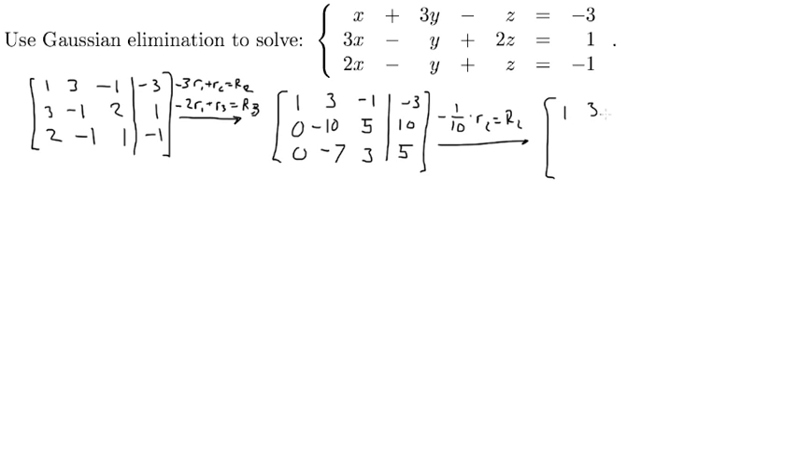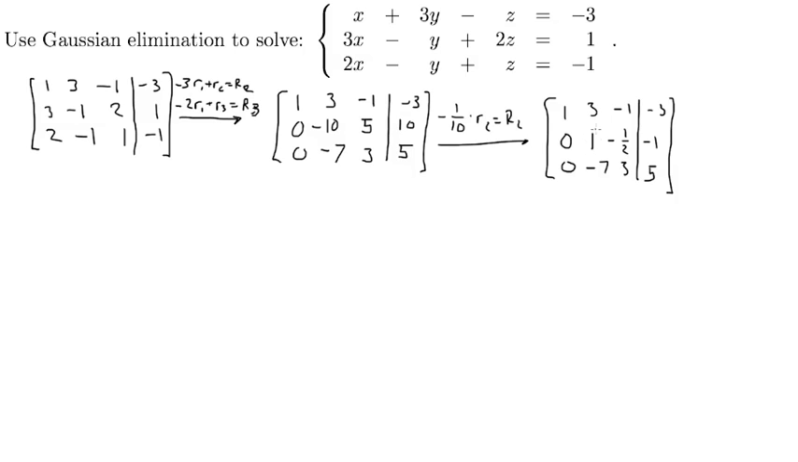So 1, 3, negative 1, negative 3, 0, negative 1/10 times negative 10 will be positive 1. That's the whole reason we chose negative 1/10. 5 times negative 1/10, that will be negative 1/2. And 10 times negative 1/10 will be negative 1. And once again, row 3 is exactly the same. Nothing changes.